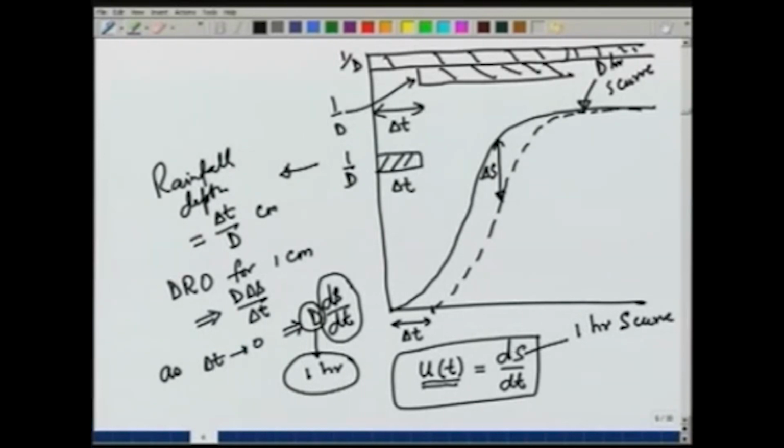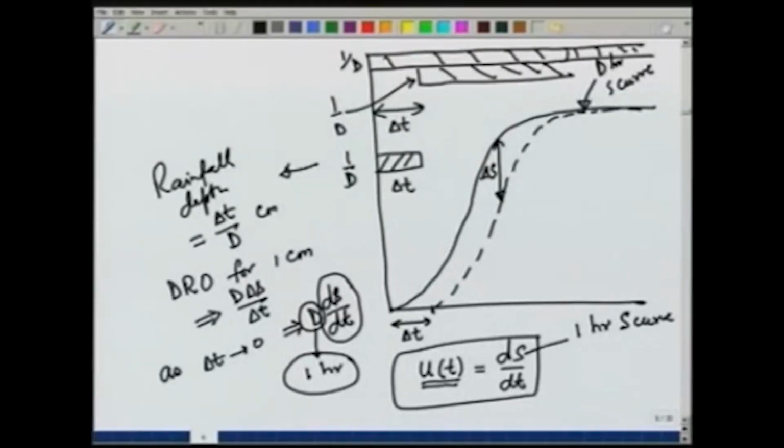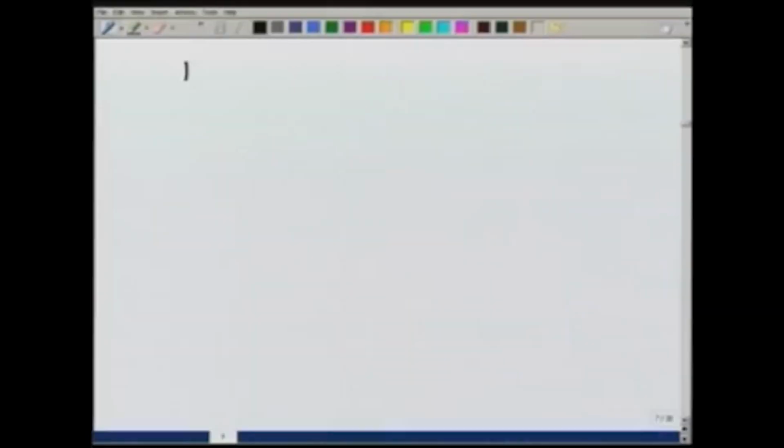So, if we have developed a 1 hour UH, we can derive the 1 hour S curve, and then we can find out the slope of that S curve at different times, and that slope will be equal to the ordinate of the instantaneous unit hydrograph. So, this is one of the ways of finding out or deriving the unit hydrograph. There is another method which is commonly known as the Nash method, because he was the first one to propose this concept and derive the IUH.